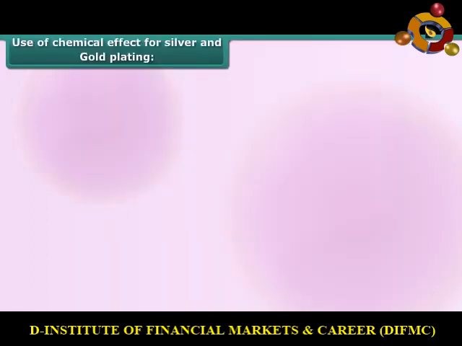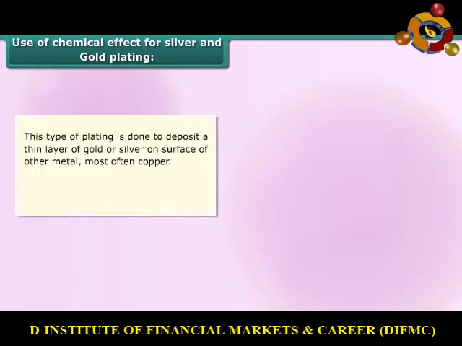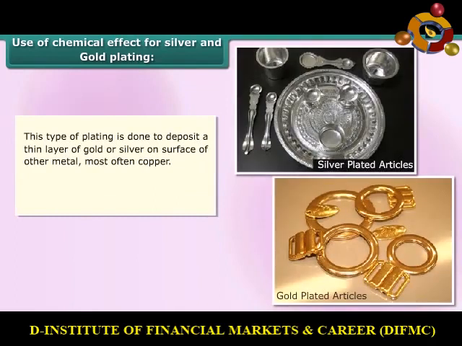Use of chemical effect for silver and gold plating. This type of plating is done to deposit a thin layer of gold or silver on the surface of other metal, most often copper. It gives a gold or silver finish to the artificial jewelry and ornaments. Silver-plated articles. Gold-plated articles.